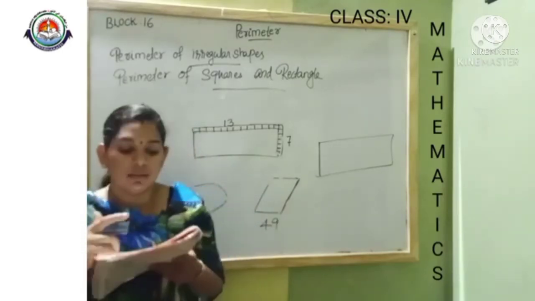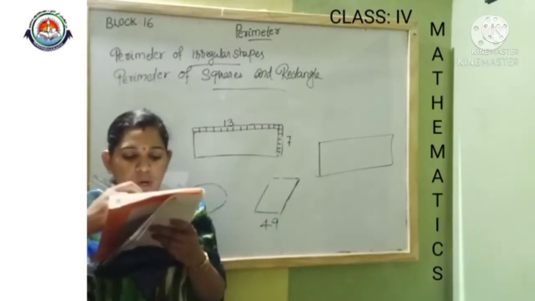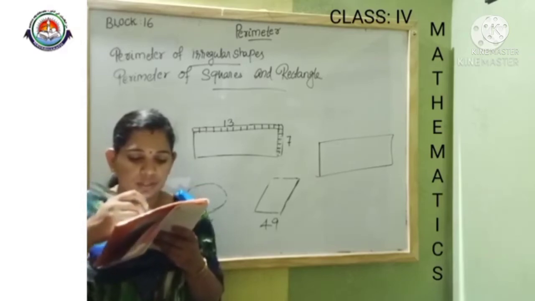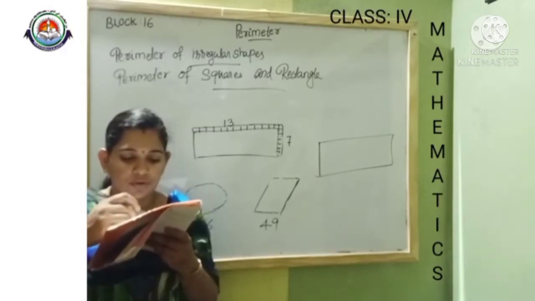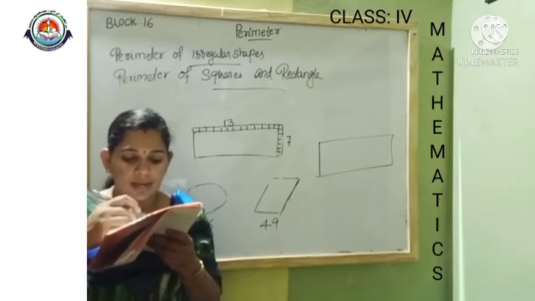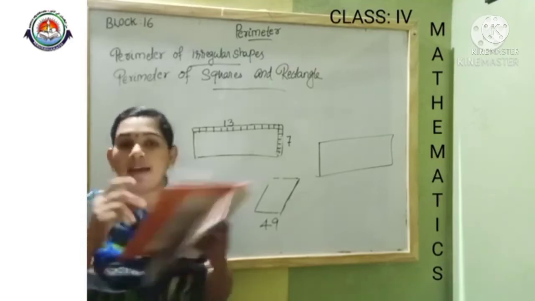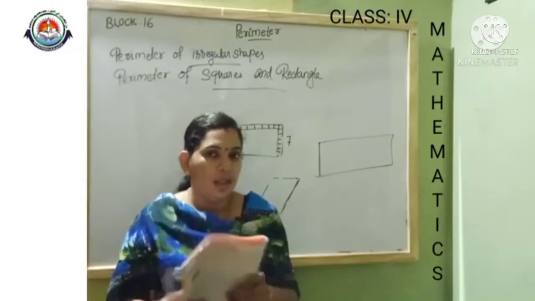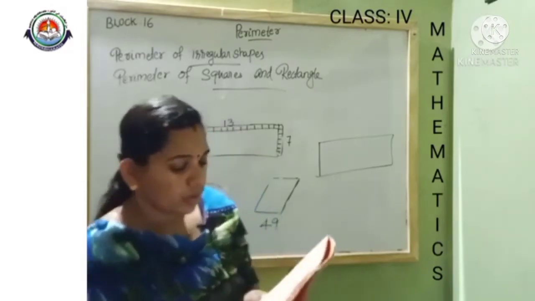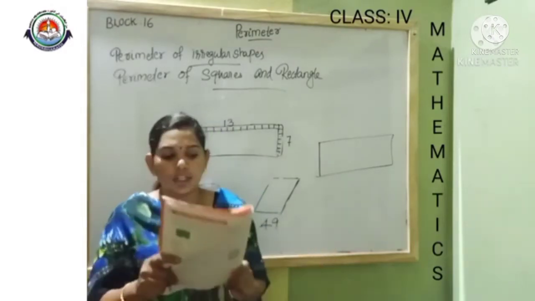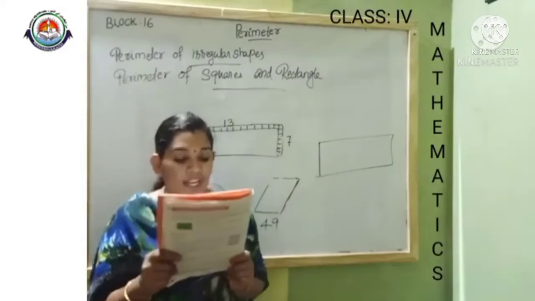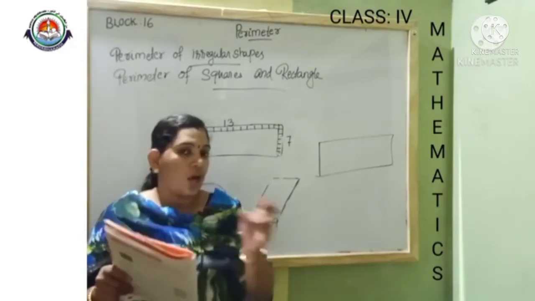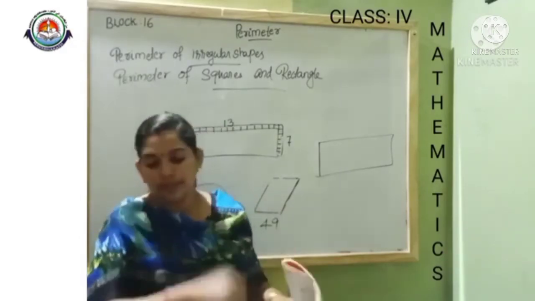So count it. Question number B: 1, 2, 3, 4, 5, 6, 7. How many small squares are there? 7 small squares are there. Then, second question. Find the perimeter of each shape by counting the squares along each side. So, are you ready to find the perimeter? Okay, right.